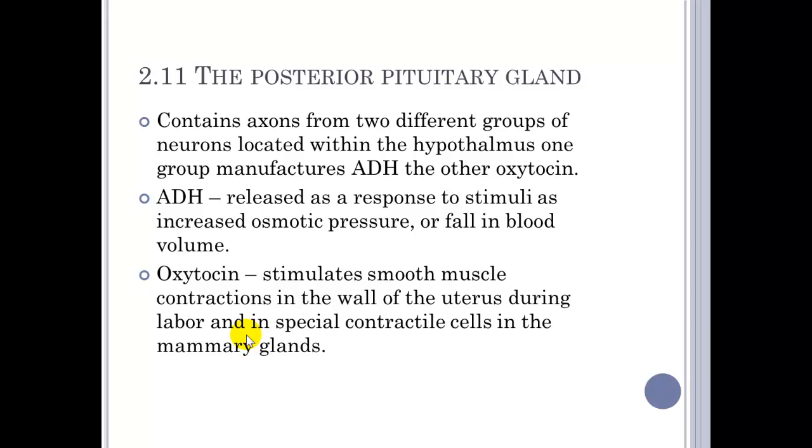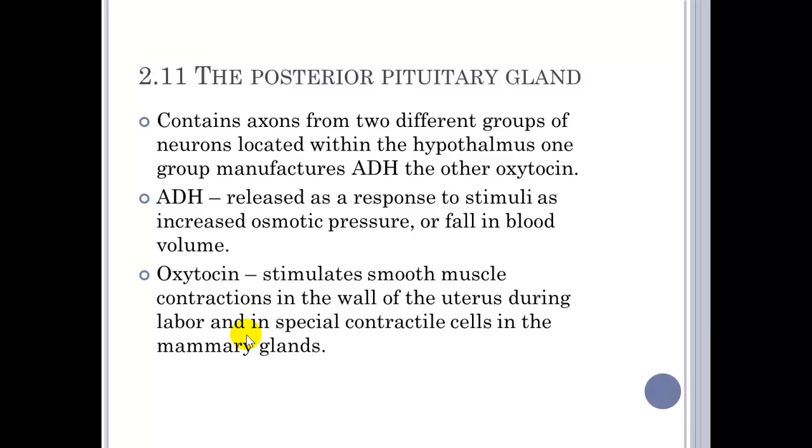The posterior pituitary gland contains axons from two different groups of neurons located within the hypothalamus. One group manufactures ADH and the other oxytocin. ADH, or antidiuretic hormone, is released in response to stimuli such as increased osmotic pressure or a fall in blood volume. So if we have a fall in blood volume, ADH is released. Antidiuretic means anti-peeing hormone, which brings some of your fluid volume back into the body.